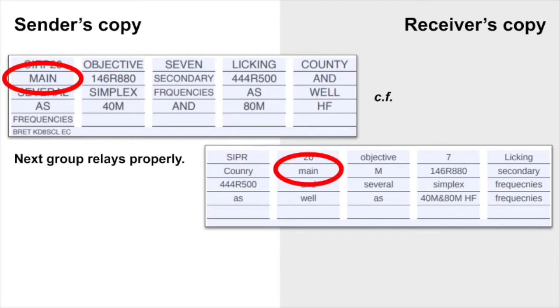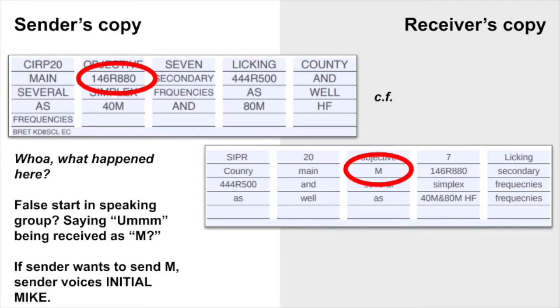Moving on, the next group is just fine. And then there's something strange here. We've got this word, a group, M. Again, how could this happen? Well, it could be just a false start. The station that's transmitting by voice might just say, it comes through the repeater, so they hear, and on the receiving side, just write that down. We don't know. I wasn't there for the relay.